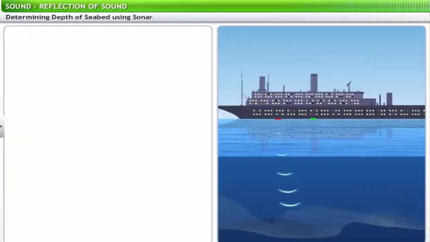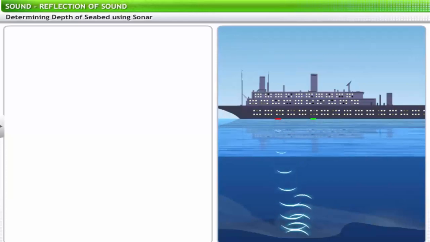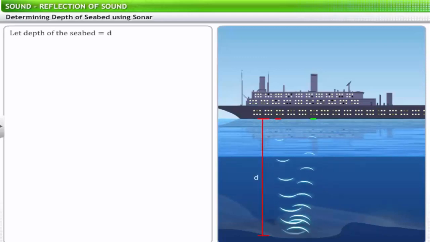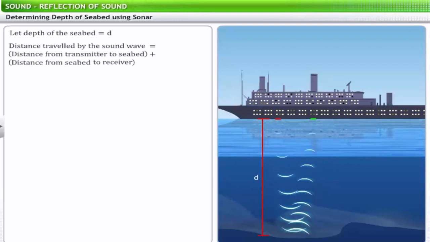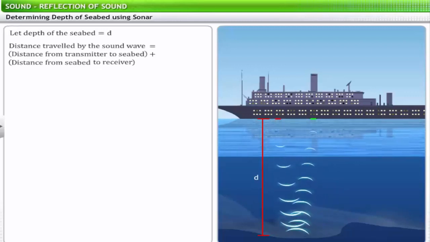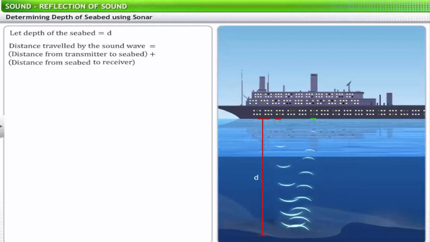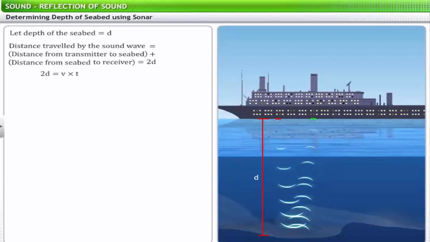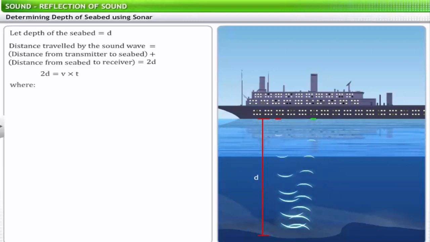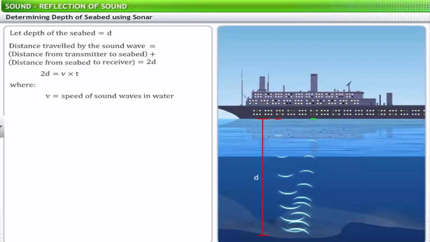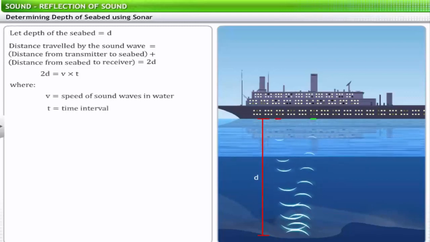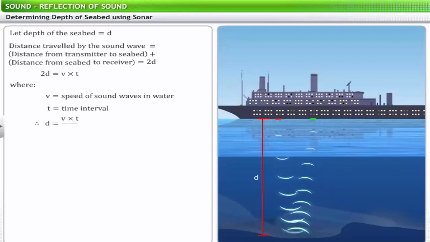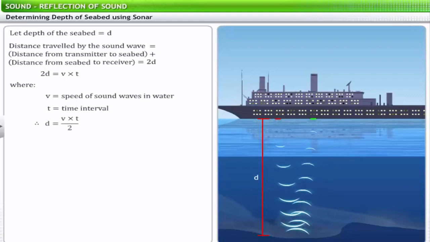Let's consider an example where we use this technique to determine the depth of the sea. Let the distance from the ship to the seabed be d. The sound wave sent to the seabed has to travel twice the distance from the ship to the seabed. That is, from the transmitter to the seabed and back to the receiver. Twice the distance d is equal to the product of the speed of the sound wave in water, v, and the time interval between emission and reception of the ultrasound. Thus, the depth of the seabed is equal to half the product of speed of the sound and the time interval.